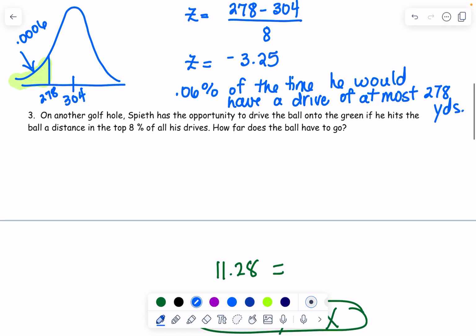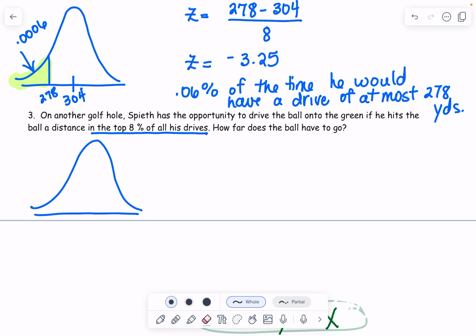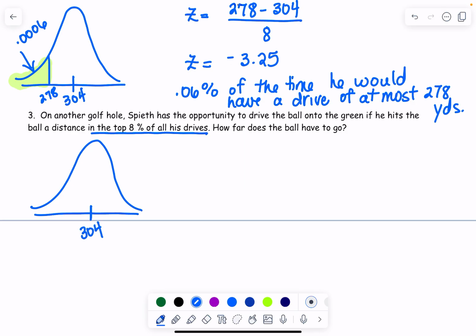And then lastly, on another hole, Spieth has the opportunity to drive the ball into the green if he hits the ball a distance in the top 8% of all his drives. How far does the ball go? We're no longer looking for the area under the curve. We're looking for how many yards would be that particular area. So I'm still going to put the mean. If it's in the top 8%, then that means it's a pretty long drive. So that area is represented by 0.08. So we need to know what value would make that drive so long that it's in the top 8%. So I'm going to start with my z-score formula again.